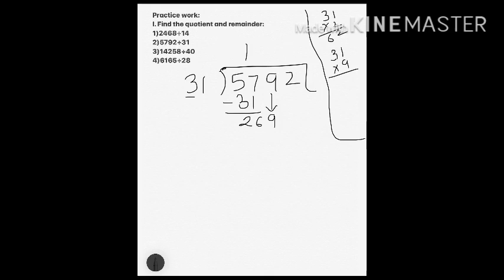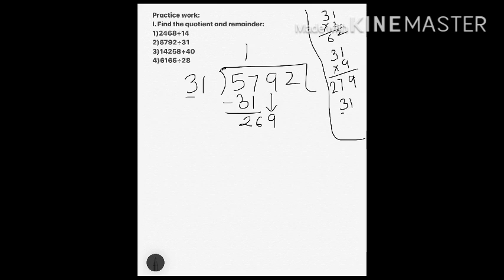Otherwise I have to write the full table of 31: 31 twos are, 31 threes are, 31 fours are, 31 fives are. It will be a long process. So I can just find out a trial number. That will make my division very fast. So what to do here? Here 9 and this is 27. So 279. It's a bigger number than this. So I got a very quick quotient now.